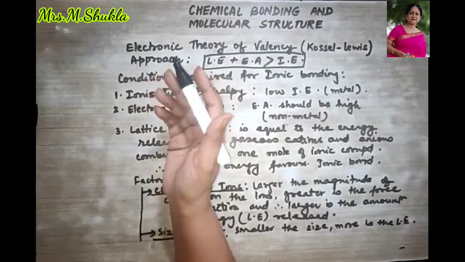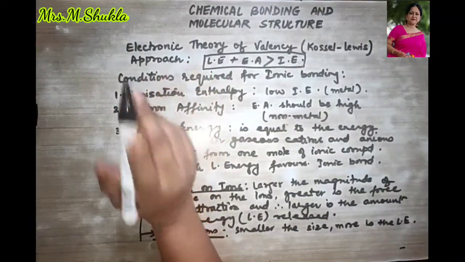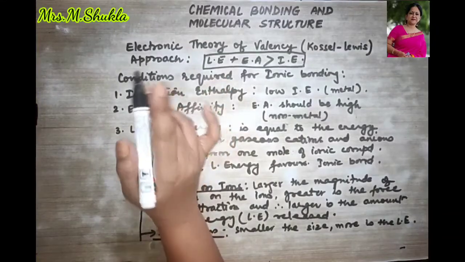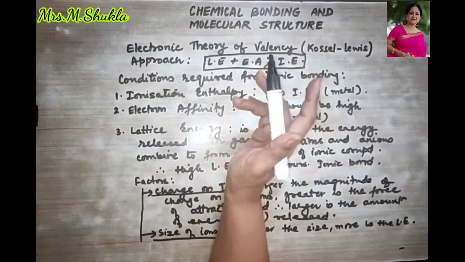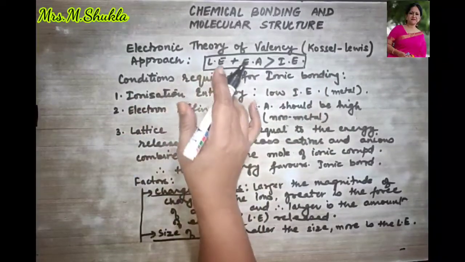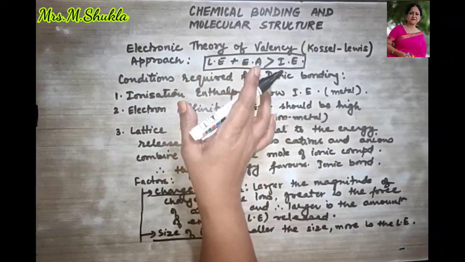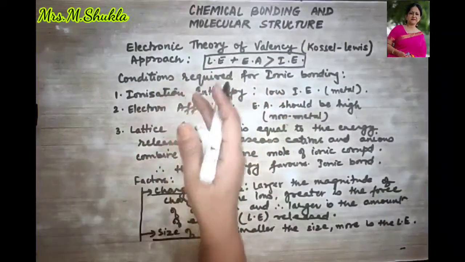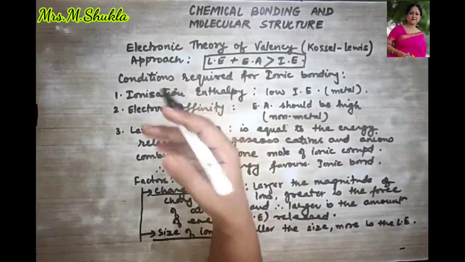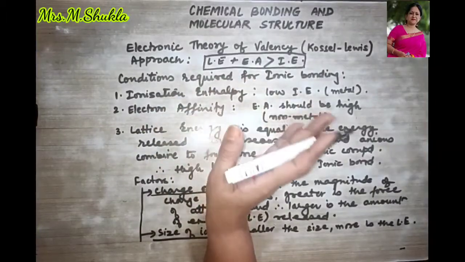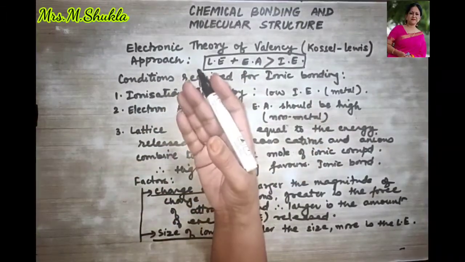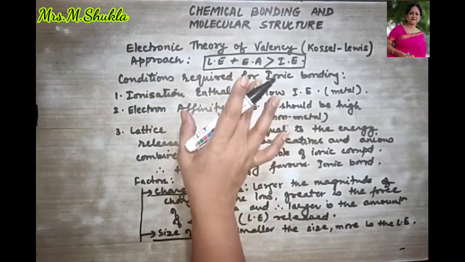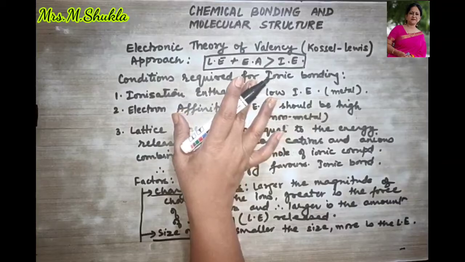Then highly electropositive elements of group 1 and 2 always combine with highly electronegative elements of which group? Group 16 and 17, and they form these electrovalent or ionic compounds. Okay. So halides, oxides, sulfides, nitrates, hydrides of the alkali and alkaline earth metals are generally ionic in nature. I hope this much is very clear.